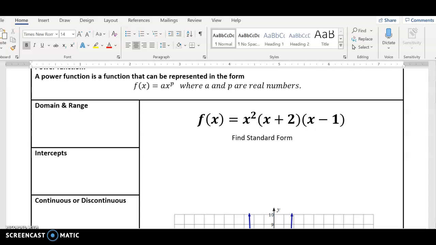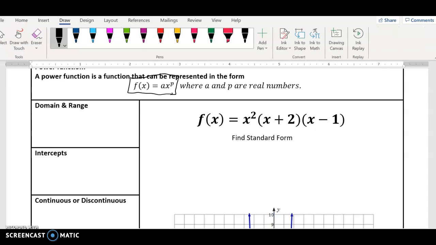A power function is a function that can be represented in the form a times x to the p power, where a and p are real numbers. So we have f of x equals a times x to the p power. A is the coefficient and p is the power. The highest power of the function is called the degree of the function.